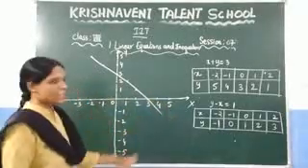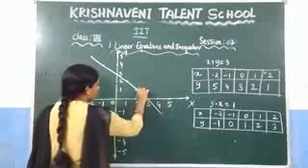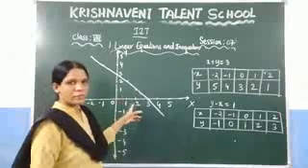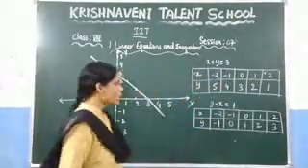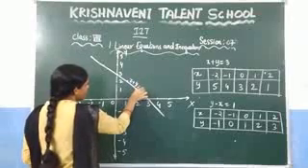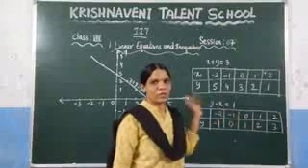So you are getting a straight line like this. This is what x plus y is equal to 3. So write it here. This line is nothing but x plus y is equal to 3. Now let us draw y minus x is equal to 1 on this graph.